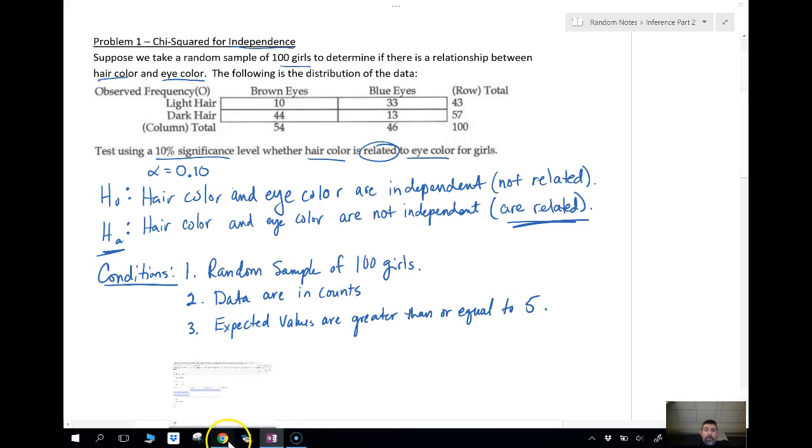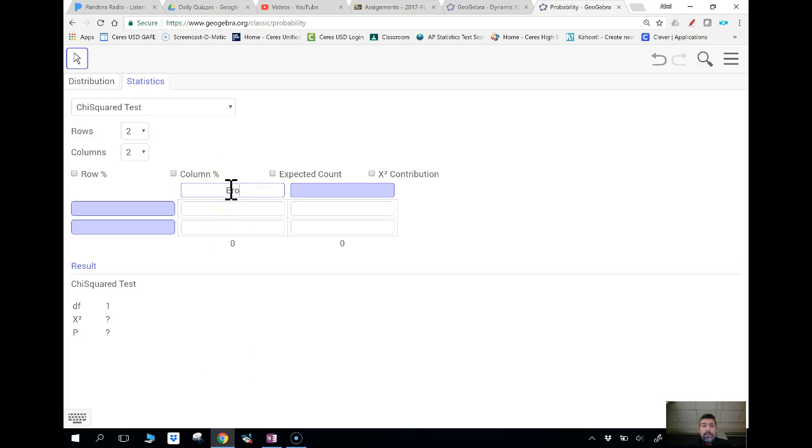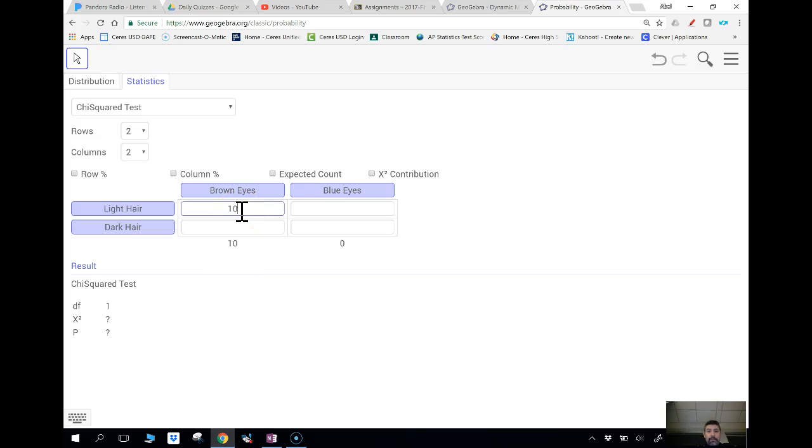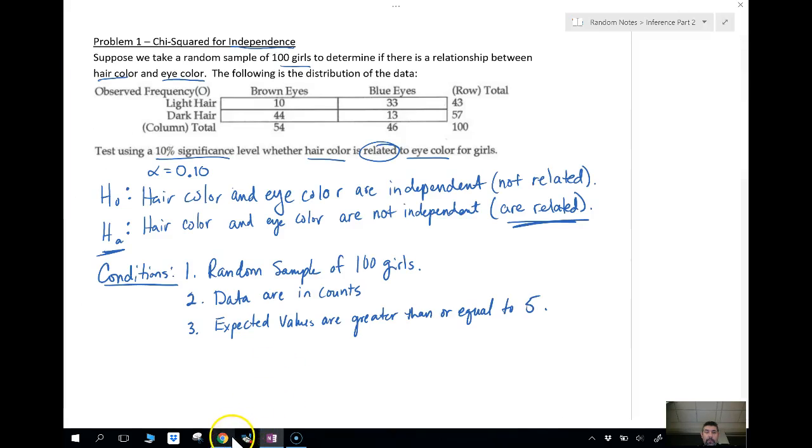And we had brown eyes and blue eyes, just because I like that you can do this. I can label these. You don't have to label it to actually do the computations on here, but I just like to because it tells me what categories I'm using. Okay, then we fill in 1033. $44.13.